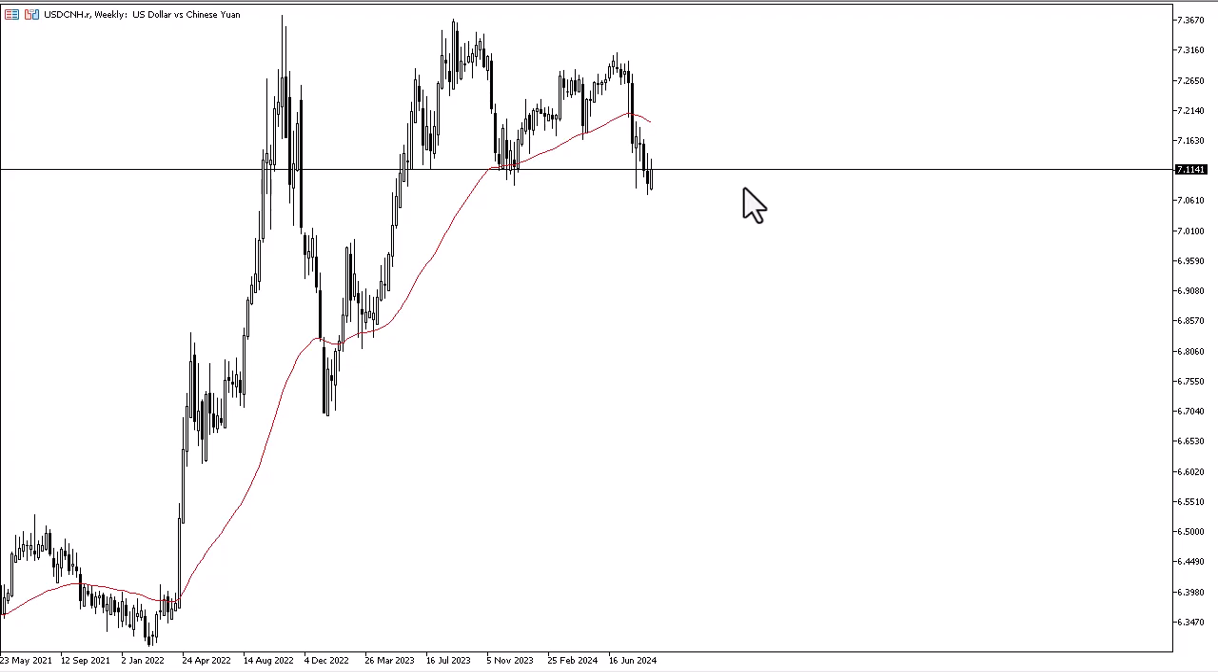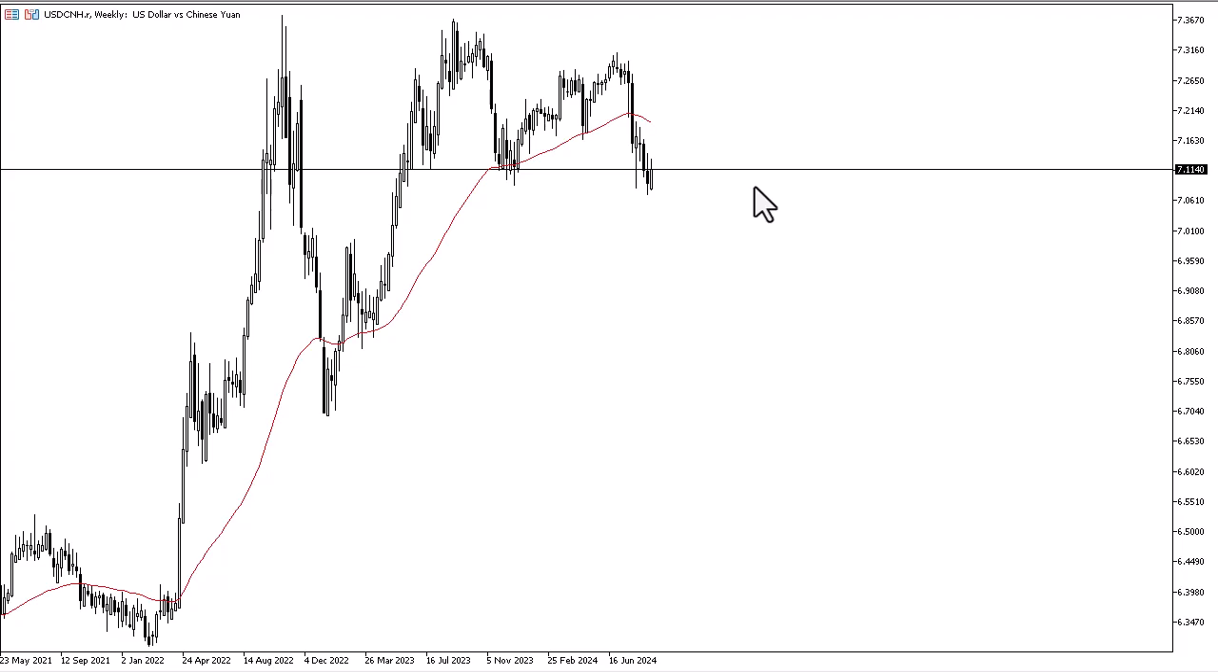At this point, I think we are starting to ask questions about whether or not the global economy could come into play and perhaps send the US dollar higher again. Remember, the Chinese yuan is considered to be a risk asset due to the fact that so many goods come out of China for the rest of the world. It's also not necessarily a free-floating currency, so you have to be aware of that also.